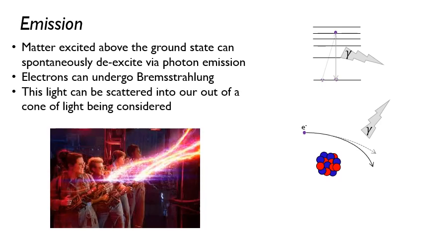And why do we care about this emission? It has to be taken into account in our sort of photon economy, and especially if we're thinking about a cone of light, then light from a neighboring cone, if you will, can be scattered into or out of that cone.